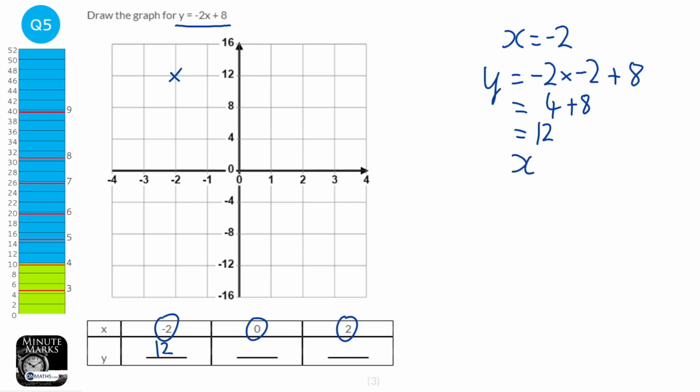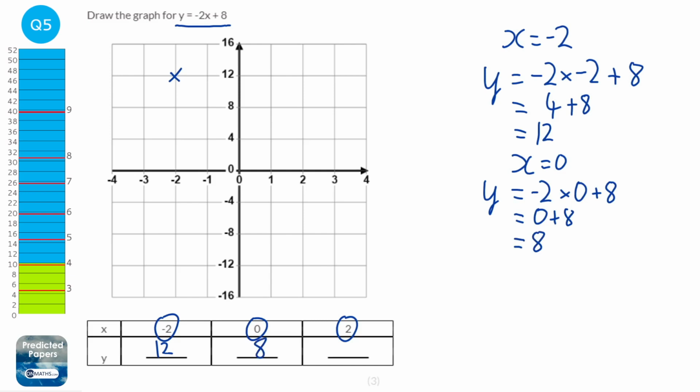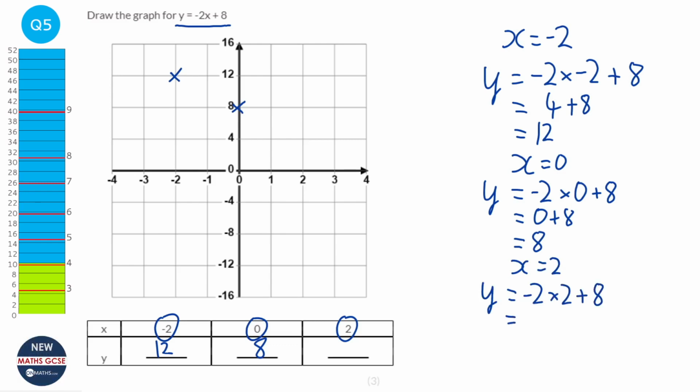Then we're going to put in x equals 0. So it's going to be y equals -2 times 0 plus 8. Anything times 0 is just 0, so it's just going to be 0 plus 8, or just 8. So it's going to be 0, 8 will be our next coordinate. And then finally we've got x equals 2. So it's going to be y equals -2 times 2 plus 8. -2 times 2 is going to be -4. And -4 plus 8, which is the same as 8 take away 4, so that's going to be 4. So at 2 it's going to be 4.